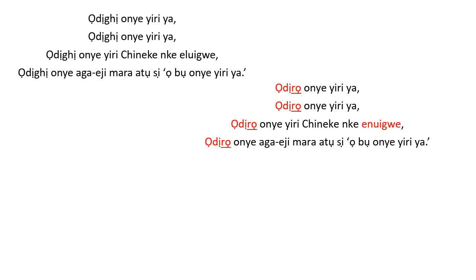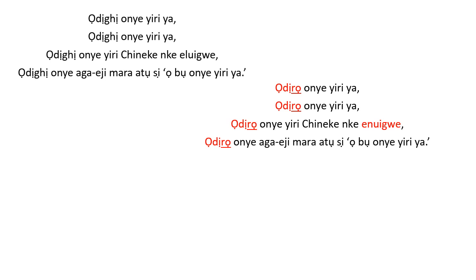Next is the Odiro version, where the re suffix has been replaced with the ro suffix. With this version, you can also see that some people may say enigwe instead of eluigwe to mean heaven.